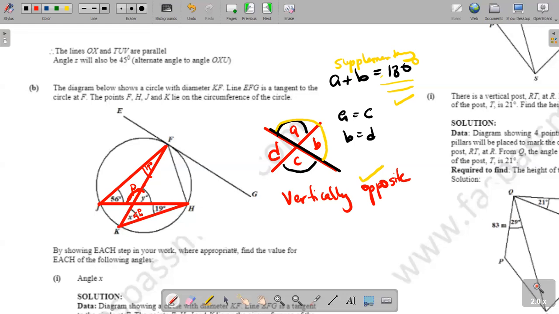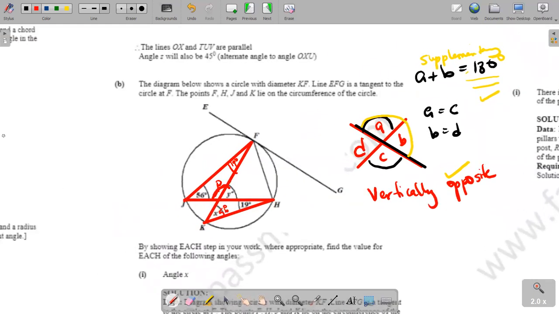So how do you find a missing angle in a triangle? It is 180 because all of them add up to 180, right? Minus, you add the two of them that they give you. What are the two of them that they give you? 56 plus 19.